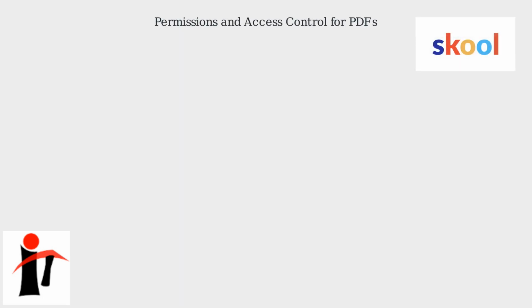Understanding permissions is key to managing PDF sharing on Skool. Skool uses a tiered access system where community owners set roles like admin, moderator, or member, which determine who can upload, download, or share files. For example, you might restrict PDF uploads to verified members to prevent spam.